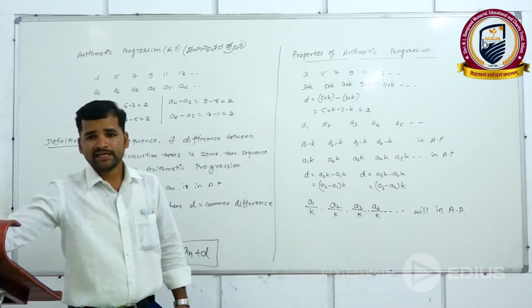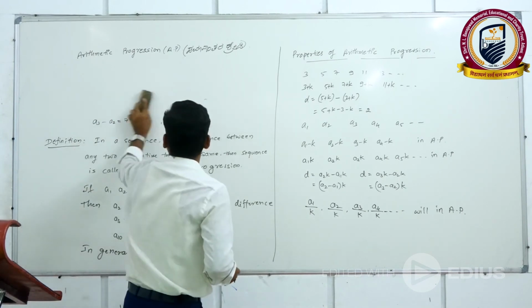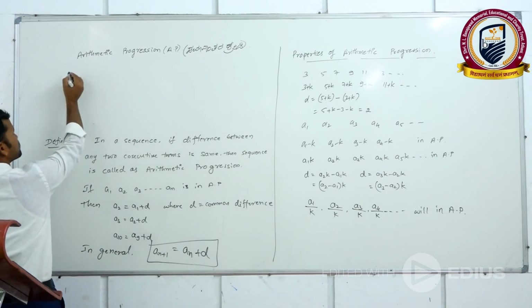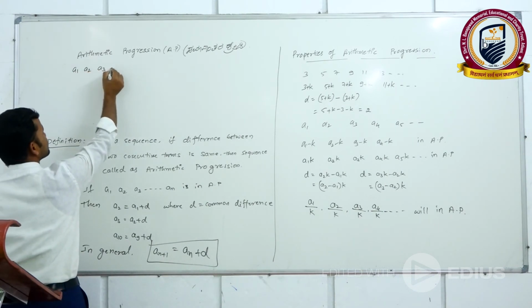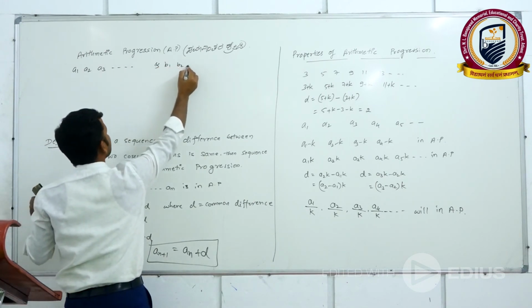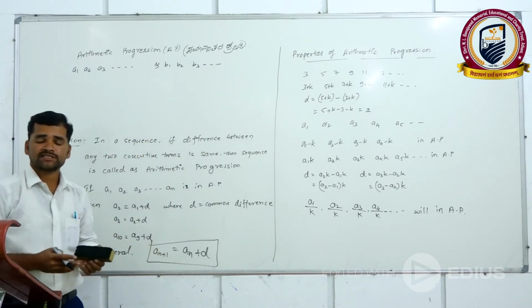That is the fourth property. Now let me explain two more properties here. See, suppose there are two arithmetic progressions, a1, a2, a3, so on, and b1, b2, b3, so on.